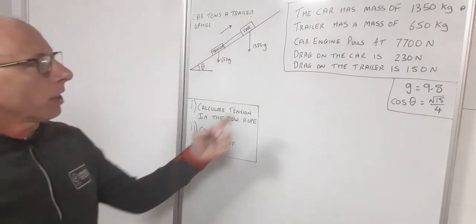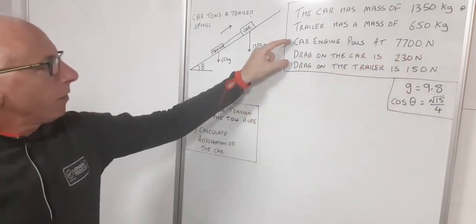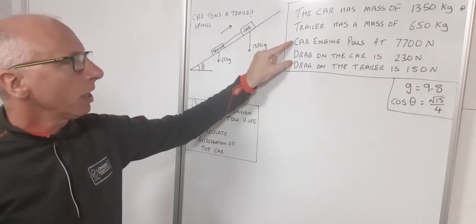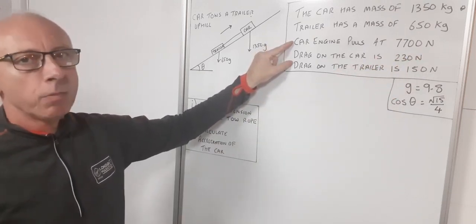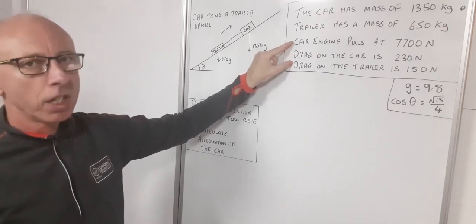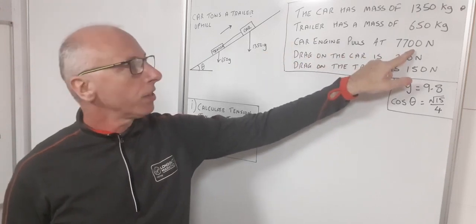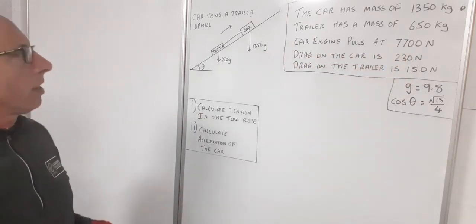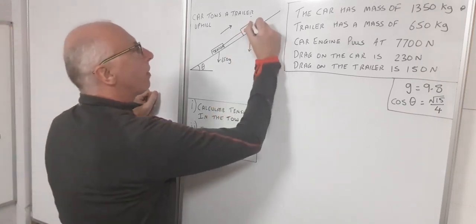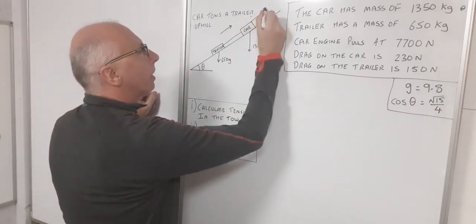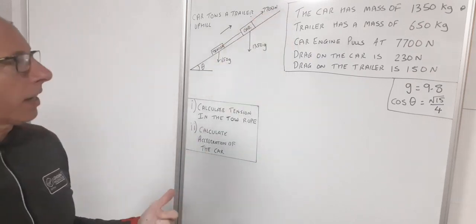Next we've got the car engine pulls at 7,700 newtons. For the purpose of this question, these three pieces of information are all constant. Otherwise, if that's changing, we won't have the correct answer. So if the engine's pulling, it's wanting to take the car up the hill. So therefore, that is acting up the hill, 7,700 newtons. So that takes care of that.